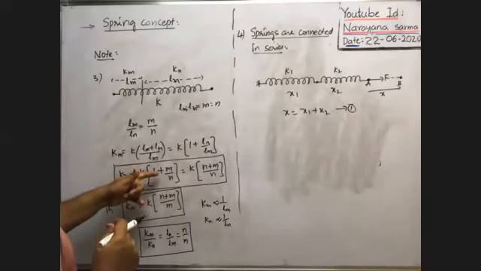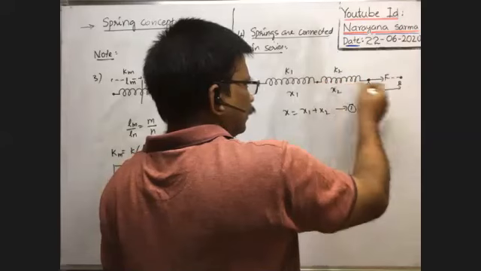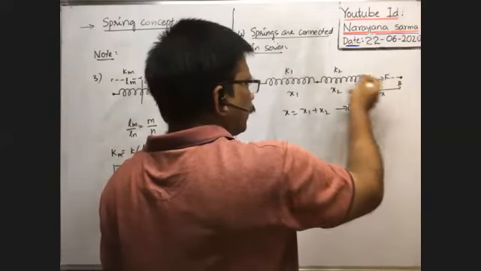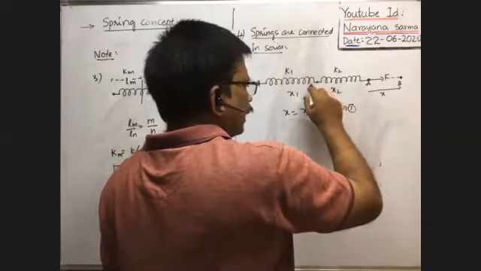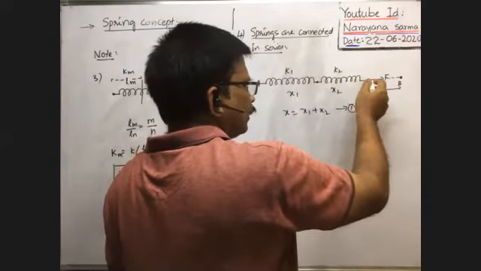Right. Now, whenever an external force is applied on the combination of the two springs connected like this, whatever spring force is developed here, the spring force developed here is also the same. That's why whenever two springs are connected in series, the spring forces in the two springs are the same.